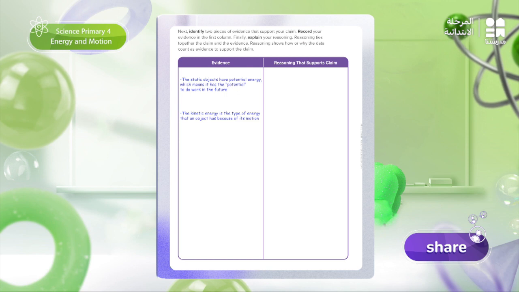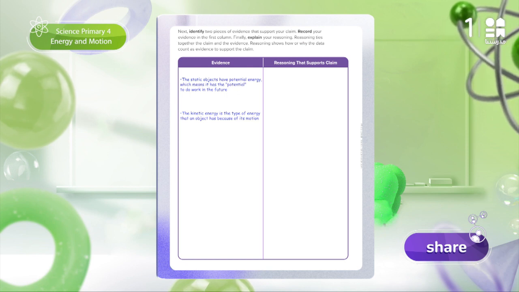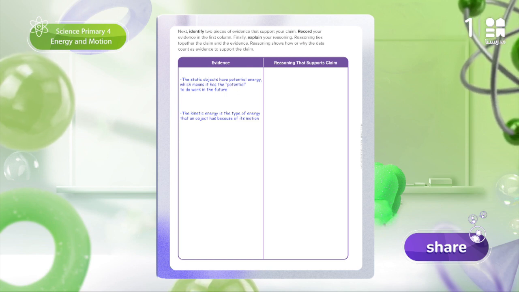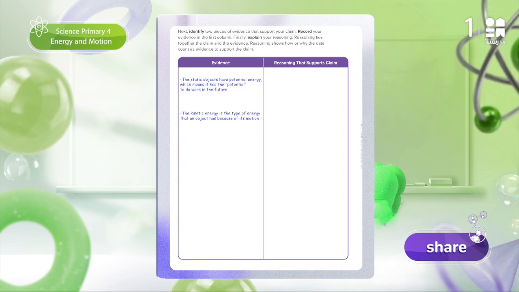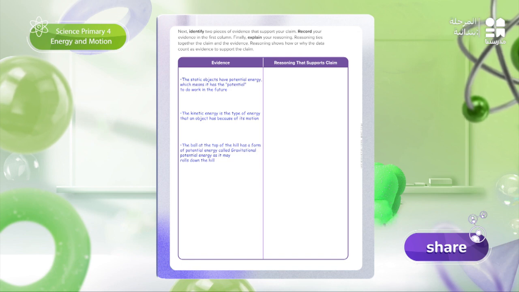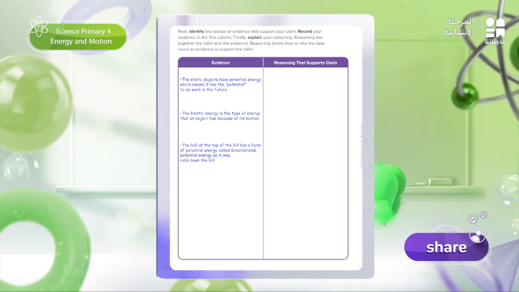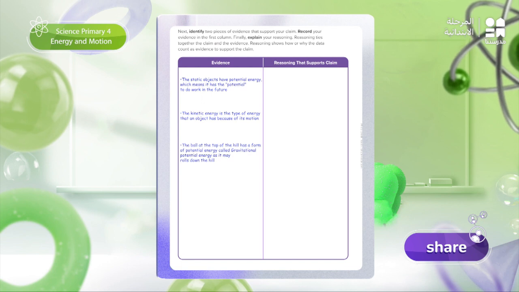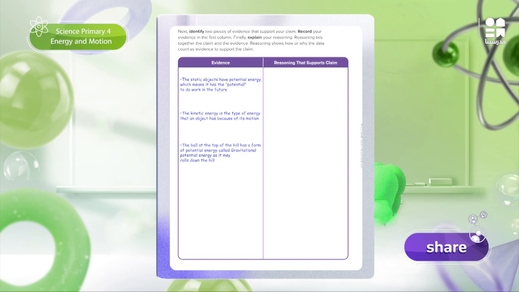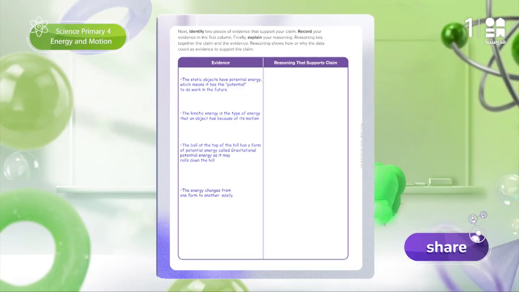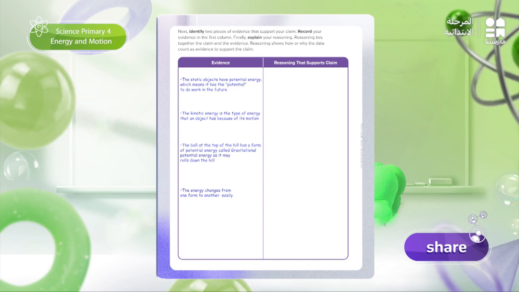The kinetic energy is the type of energy that an object has because of its motion. So potential energy will transform into kinetic energy when the object moves. The ball at the top of the hill has a form of potential energy called gravitational potential energy as it may roll down the hill. If you remember, any object raised away from the ground has gravitational potential energy and is ready to transform it into kinetic energy. The energy changes from one form to another easily.